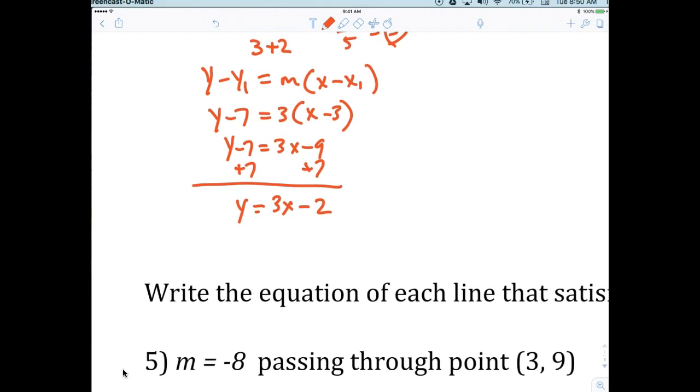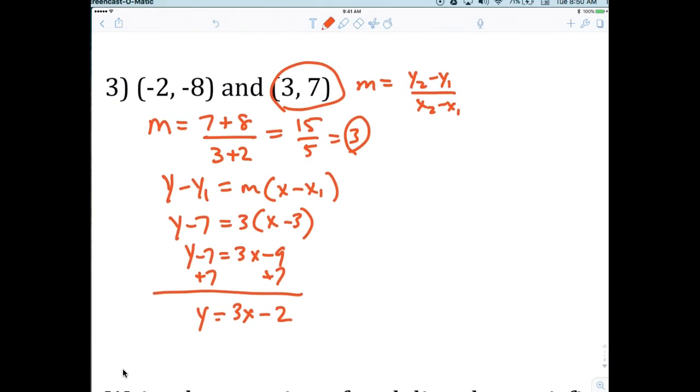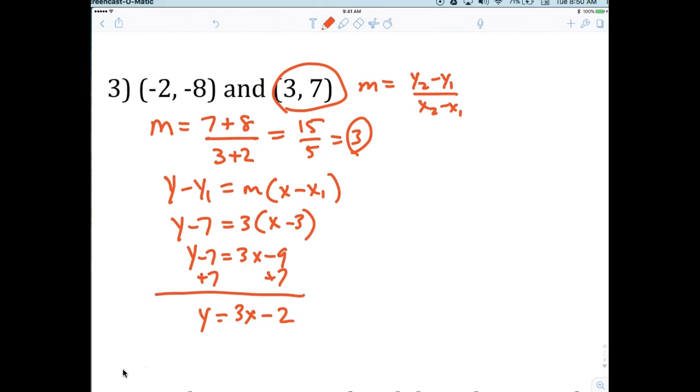When we went all the way to the top, we found the 3. Where did we put that? You mean the slope? Yeah, sorry. The slope is 3, right? Where does slope go in? For m. Okay. Slope goes in for m.